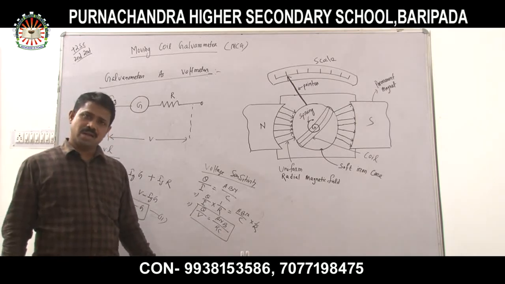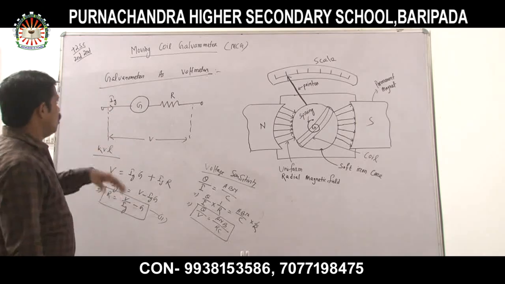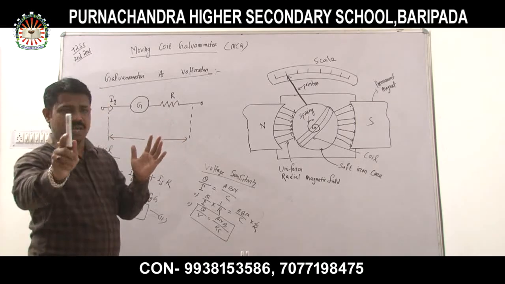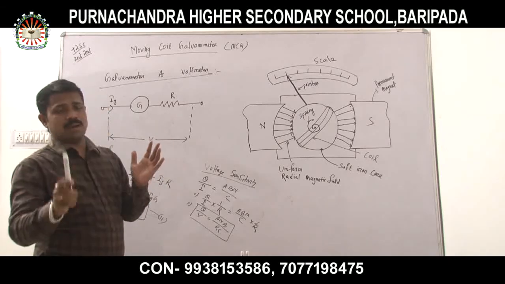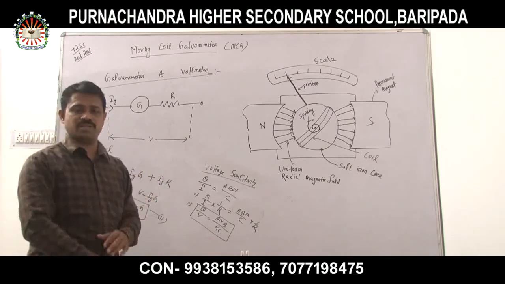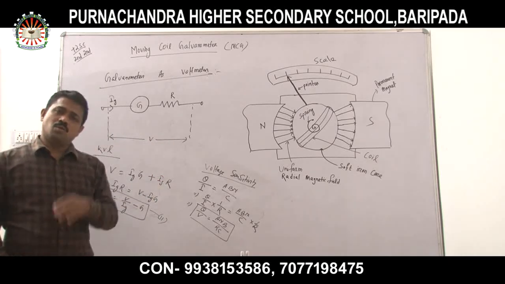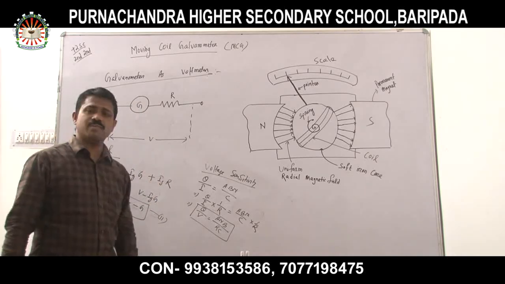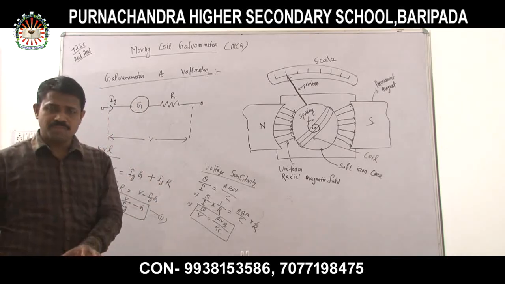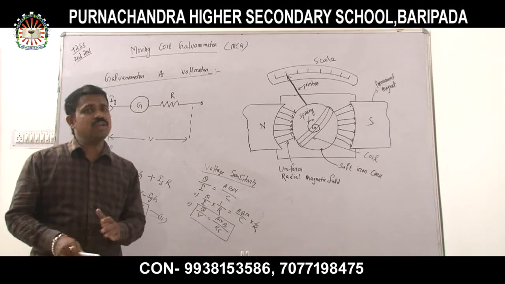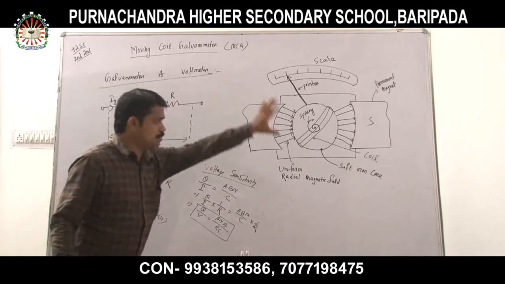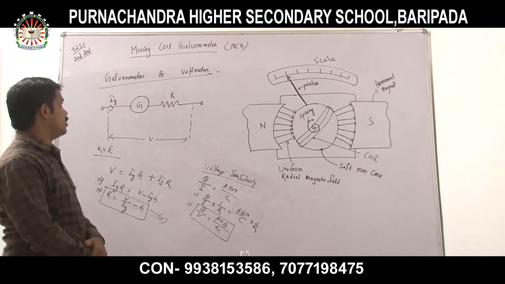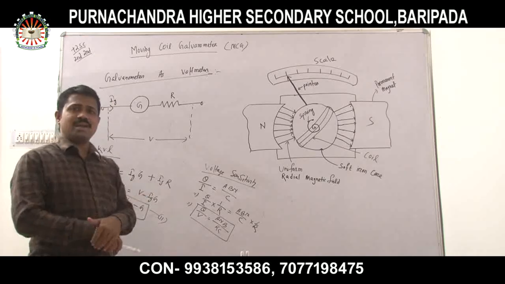Clear? Clear. So this is how the galvanometer can be used as an ammeter and how the galvanometer is used as a voltmeter. This is a very important question from the exam point of view. Go through this very carefully. If you have any doubt, then you can contact me. I think all of you are clear. This is the structural part, and this is how the conversion of galvanometer as an ammeter and as a voltmeter is done.